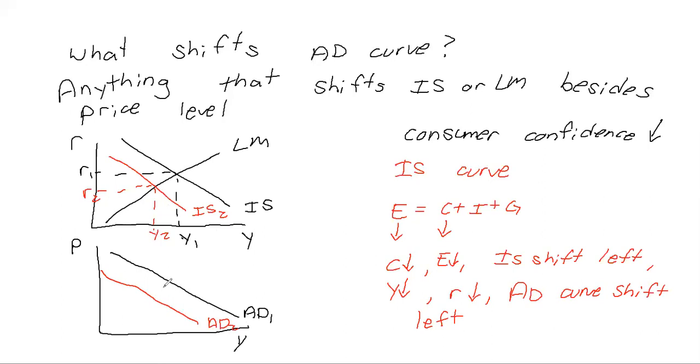But one thing to remember is that whichever way the IS or LM curve shifts, the aggregate demand curve will go the same way. So here we see a shift to the left in the IS curve. We'll also see a shift to the left in the aggregate demand curve. If the IS curve shifts to the right, we'll see an aggregate demand curve shift to the right. And same thing with the LM curve. That's just a little hint to keep you guys on track. Okay, next video, we're going to be talking about the aggregate supply.